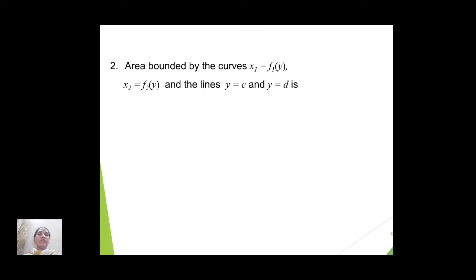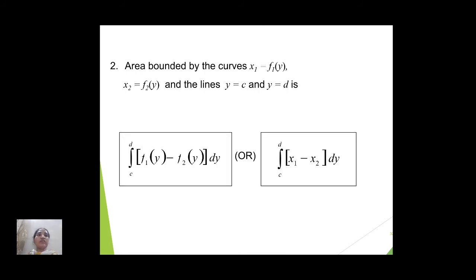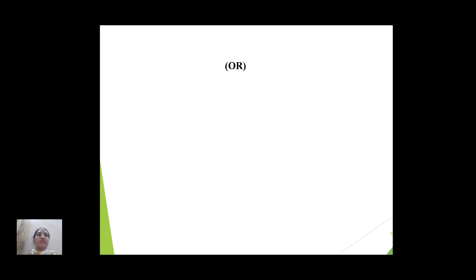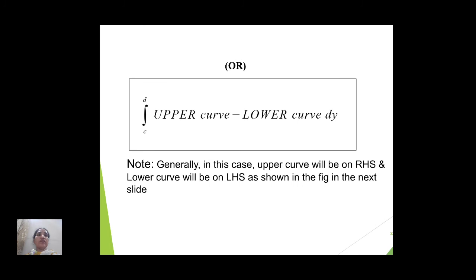Next, area bounded by the curves x1 equal to f1(y) and x2 equal to f2(y), and the lines y equal to c and y equal to d, is integral c to d of (x1 minus x2) dy, or upper curve minus lower curve dy.